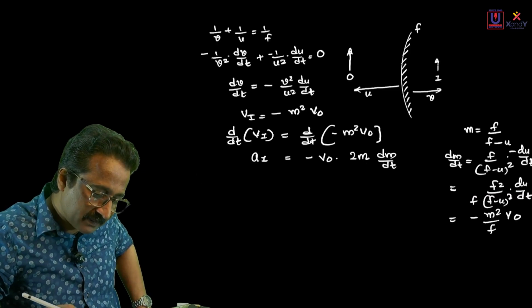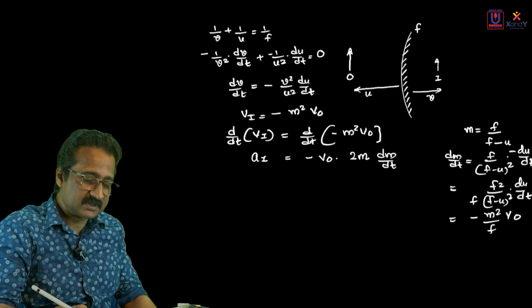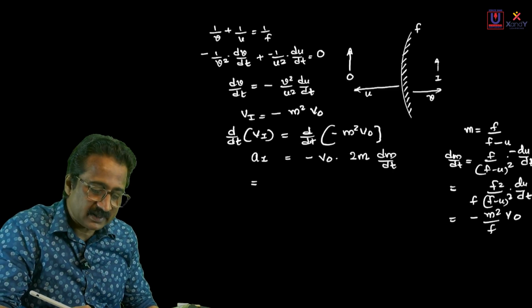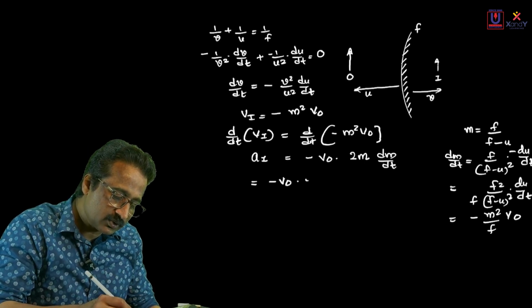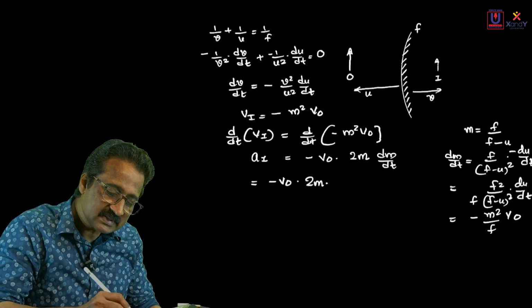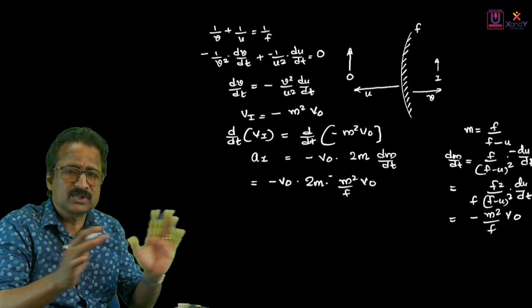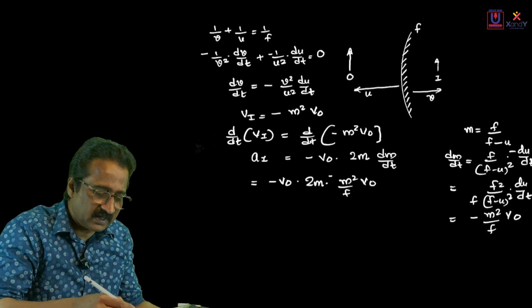Did I miss anything? F by f minus u whole squared. Yes, du by dt. This is it. Now finally, let me substitute. Acceleration of image AI is equal to minus of VO, that into 2m into dm by dt. What I got is some m squared divided by f, that into VO. Of course, we have a minus sign. Forget about signs here finally, because that will just tell you what the direction is. I am writing finally the magnitude only.